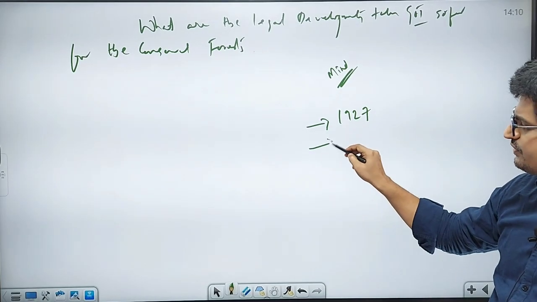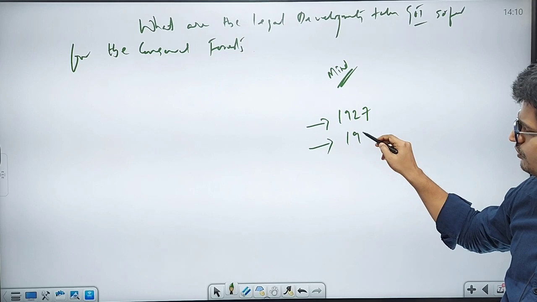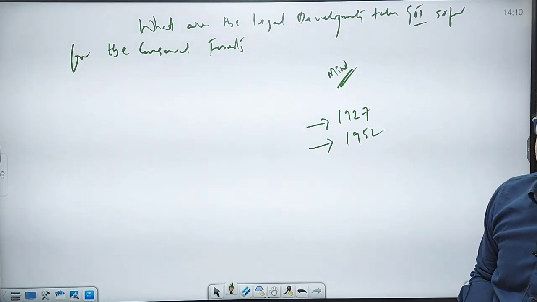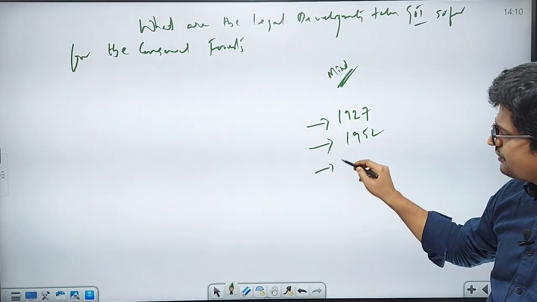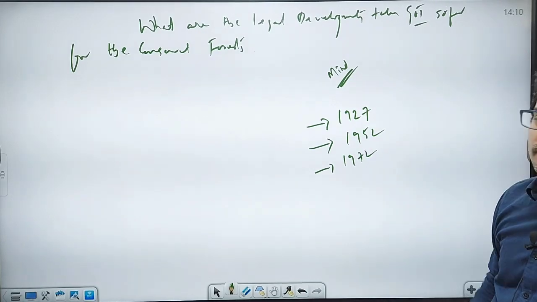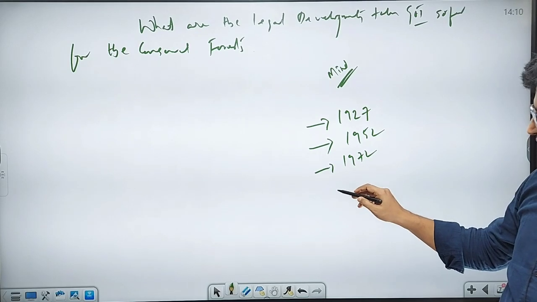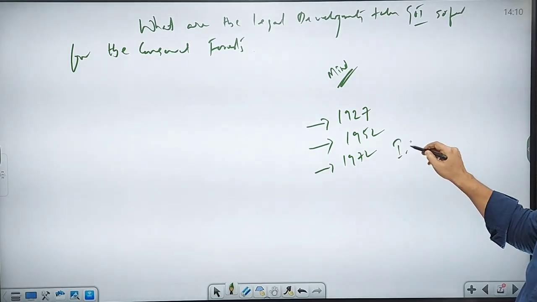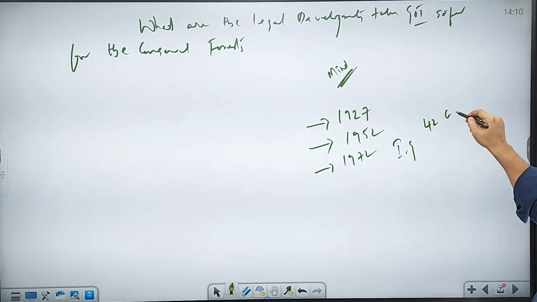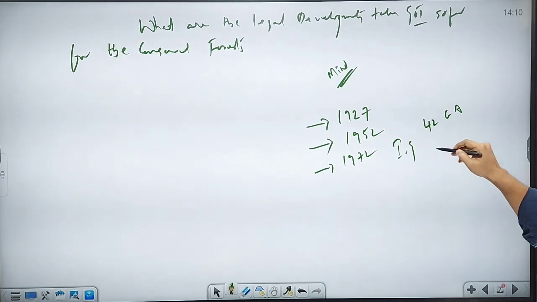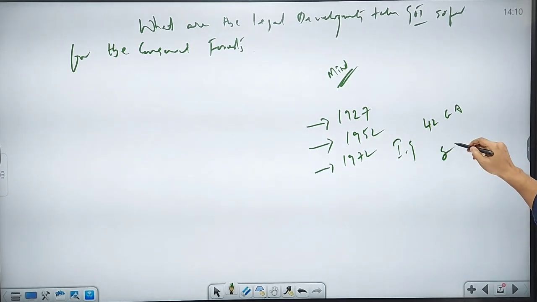After independence, is there anything? Yes, the 1952 Forest Policy of India. After that, yes, the 1972 Wildlife Protection Act. And here only, the Indira Gandhi government, by the 42nd Constitutional Amendment Act, transferred this list from state to concurrent.